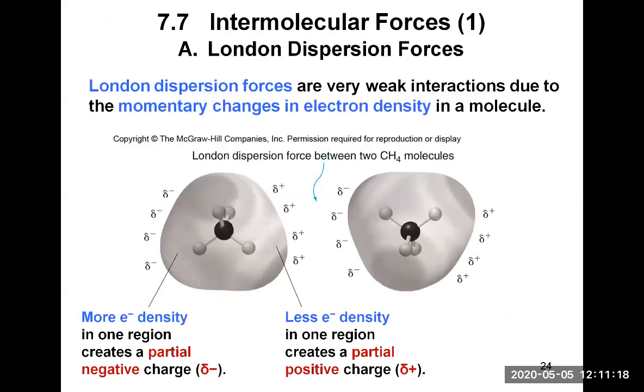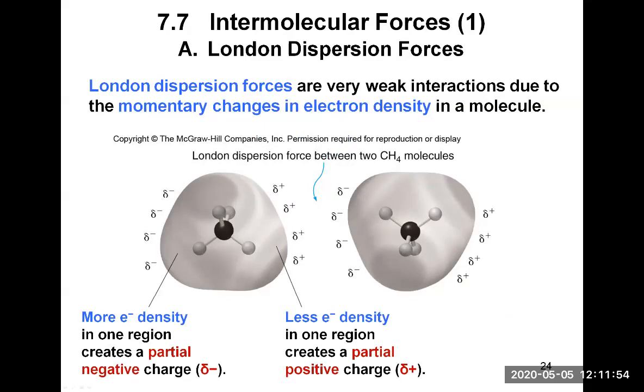So let's go through the intermolecular attractive forces, and let's start with London Dispersion Forces. London dispersion forces are very weak interactions due to the momentary changes in electron density in a molecule. So here you have two molecules of methane, CH4. And you see how there is that white cloud around the molecule. And so this symbolizes the electron cloud.